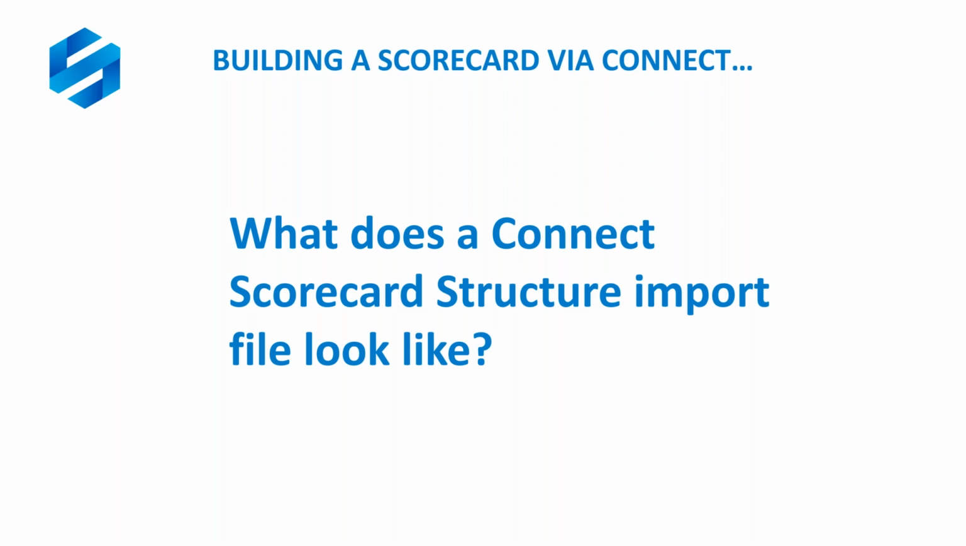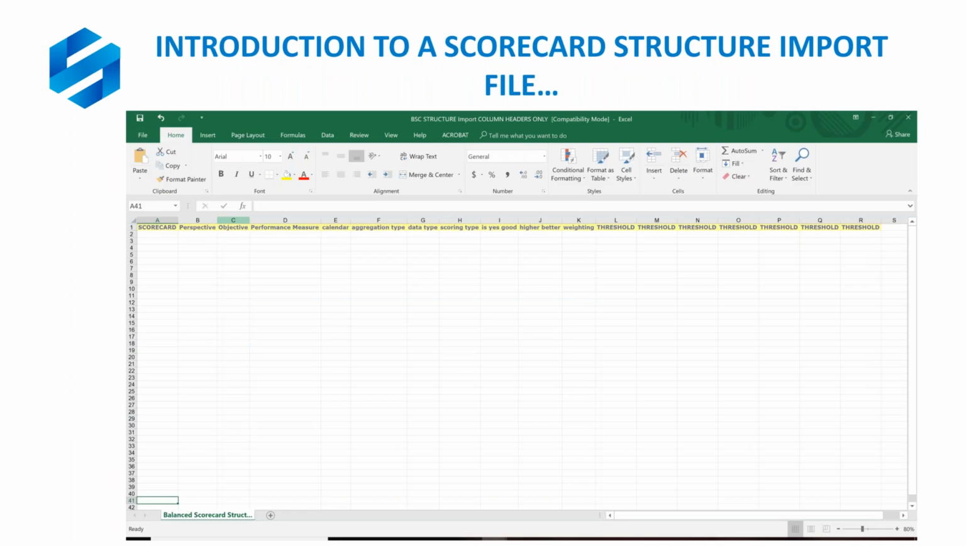But before we get there, the next logical question is, what does a Connect scorecard structure import file look like? I've got a screen capture. I don't want to take the time to go out and open Excel for you, but here's a screen capture of a prototypical example of an empty Connect import file. You'll see the columns that exist of scorecard, then perspective, then objective, performance measure, and so on. This is not necessarily required to be in this format, but this is a really good prototypical example of an import file for a scorecard structure.